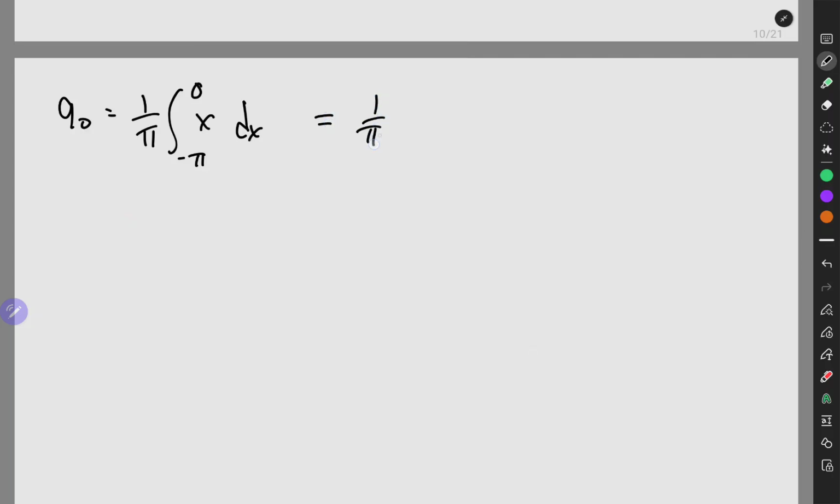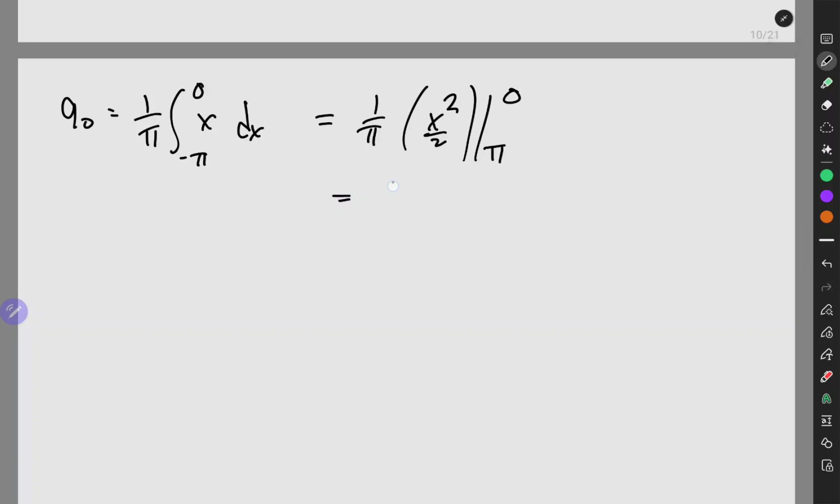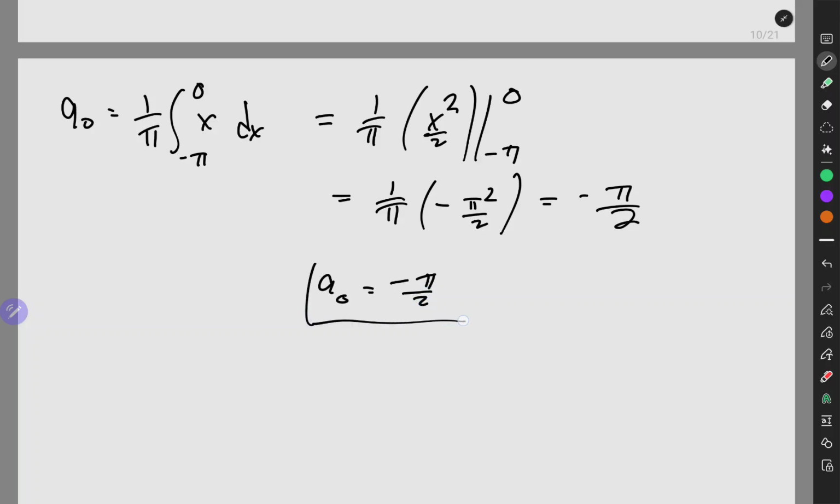Now this becomes 1 over pi times 0 minus, sorry, this is supposed to be negative. Doesn't matter anyways. Is that correct? Negative pi over 2? Let me check. Yes, it is. A naught is negative pi over 2.